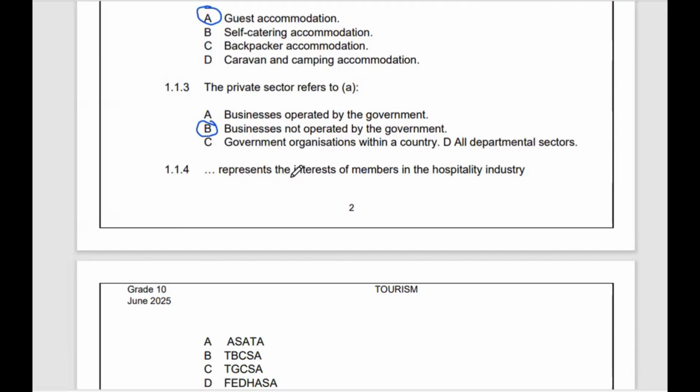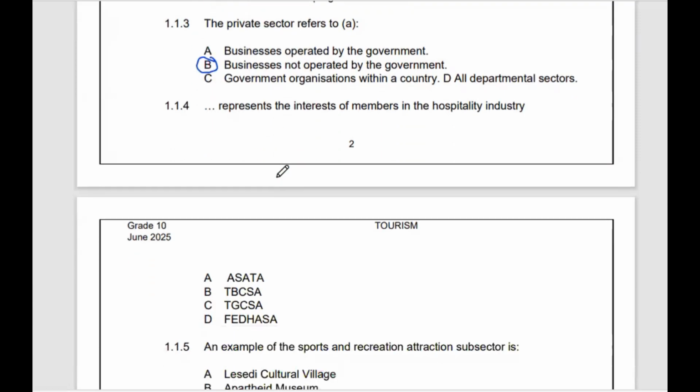Then 1.1.4. Then we have abbreviations, various abbreviations. We are looking for an abbreviation which represents the interest of members in the hospitality industry. So we need the name of the organization which represents the interest of members in the hospitality industry. In this case, the name of the organization is known as FEDASA. So the letter D will be our appropriate response for that particular question. Then moving on to the next question.